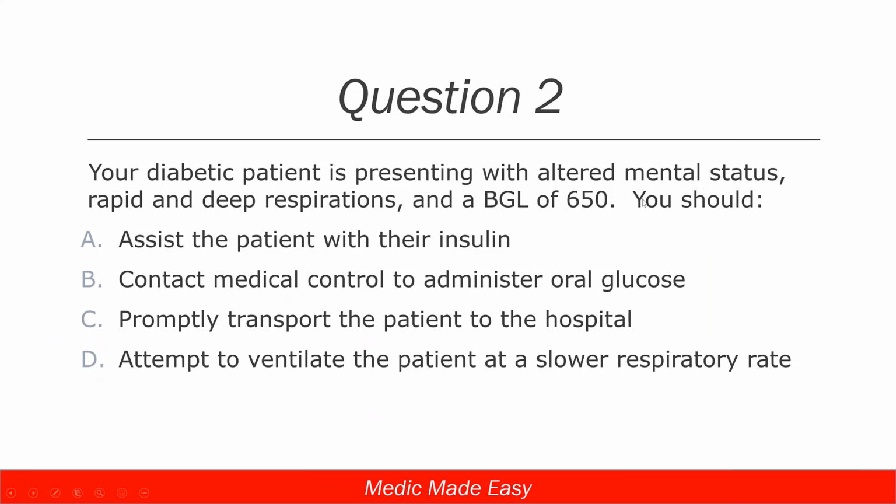All right, question number 2. Your diabetic patient is presenting with altered mental status, rapid and deep respirations, and a blood sugar of 650. You should do what? A, assist the patient with their insulin. B, contact med control to administer oral glucose. C, promptly transport the patient to the hospital. And D, attempt to ventilate the patient at a slower respiratory rate.